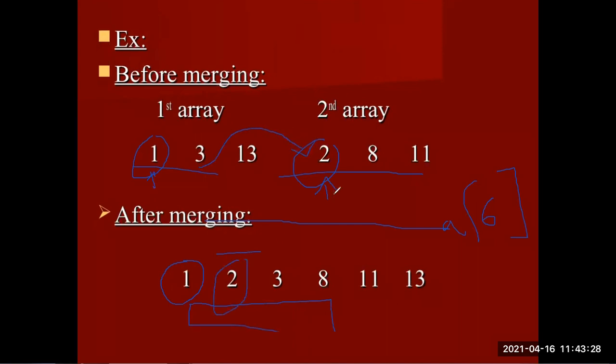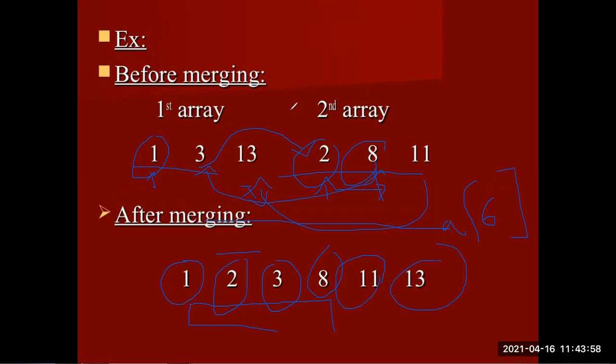Then we shift this element with 1. Then 8 is compared with 3. So 3 is stored and I is incremented by 1. Then 13 is compared with 8. So 8 is least, 8 is stored here. Then this is incremented by 1. That is 11. 11 is compared with 13. So 11 is stored. The remaining element is 13, which will be stored here. So in this way we merge the two arrays.